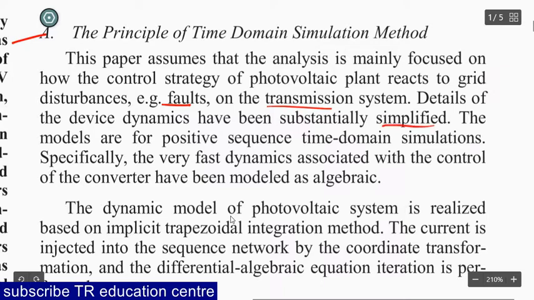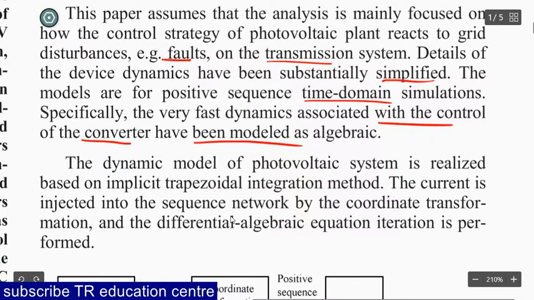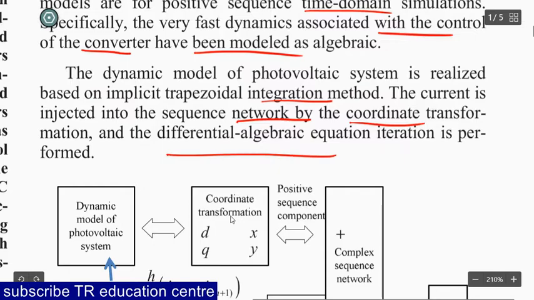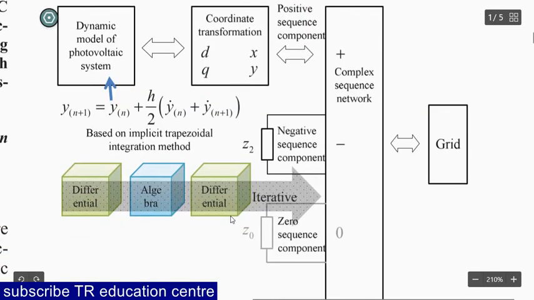The models are for positive sequence time domain simulation, especially the very fast dynamics associated with the control of the inverter. Control of the converter has been modeled as algebraic. The dynamic model of the photovoltaic system is realized based on the implicit trapezoidal integration method. The current is injected into the sequence network by the coordinate transformation, and differential algebraic equation integration is performed.